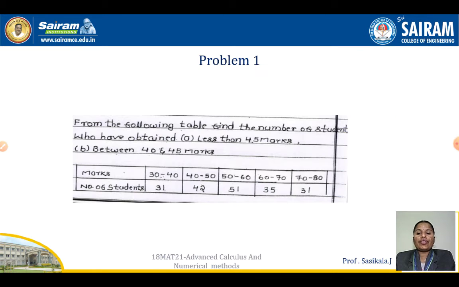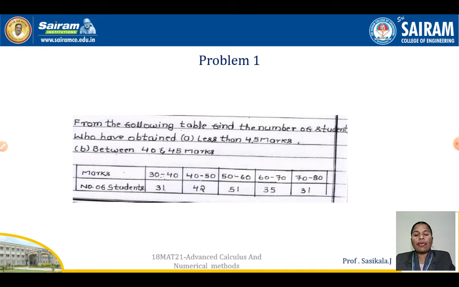So the first problem: for the following table, find the number of students who have obtained less than 45 marks and between 40 and 45 marks. They have some set of marks and the number of students is also given. As we have already learned about Newton's forward and backward, the value of x will be in terms of only discrete values. That means 30, 40, 50 will be there.